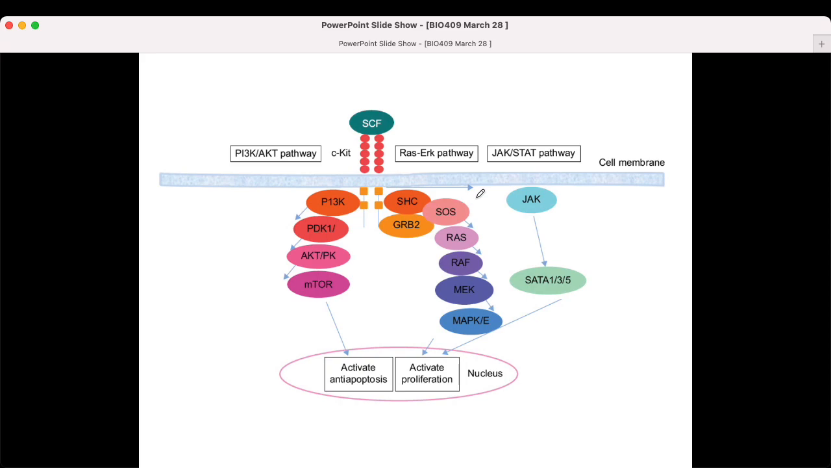But we don't need to know all those ligands, right? It's just obviously there is a ligand that activates KIT. Yeah, but it's a less important thing than these downstream stories like that and the role in gastrointestinal stromal tumor.